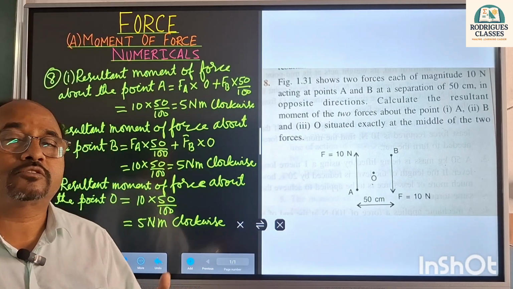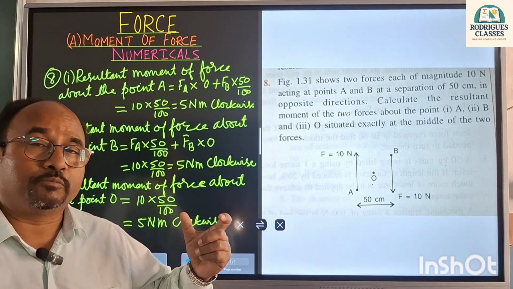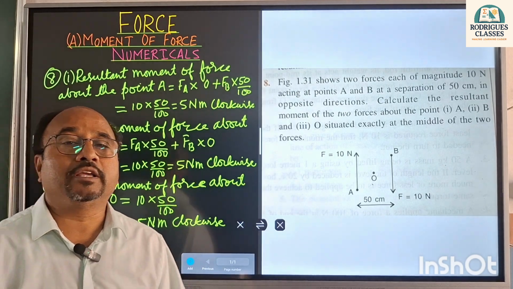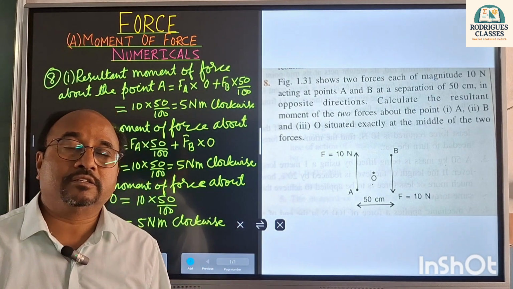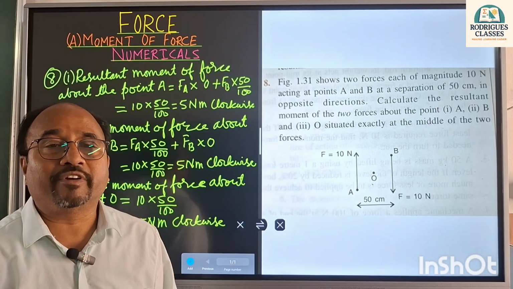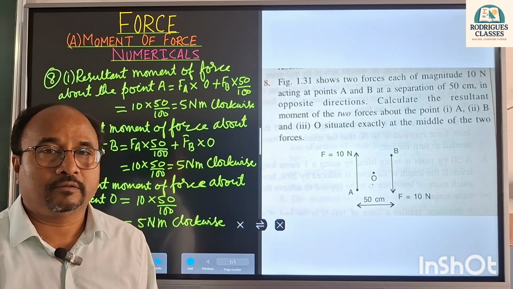I hope you have understood how to take the perpendicular distance depending upon the force. There are possibilities where the perpendicular distance can be 0 because the point of application of the force and the pivot point are the same.